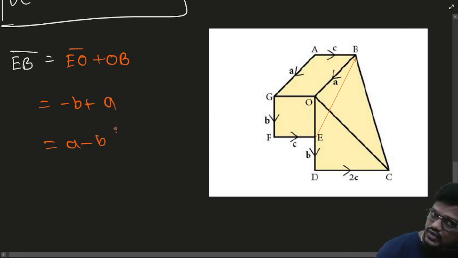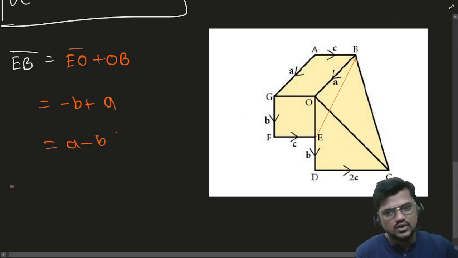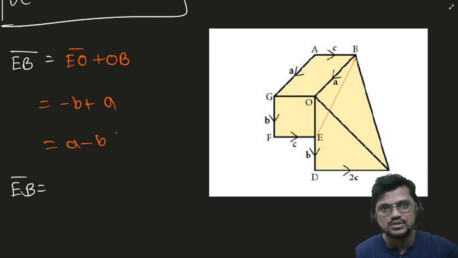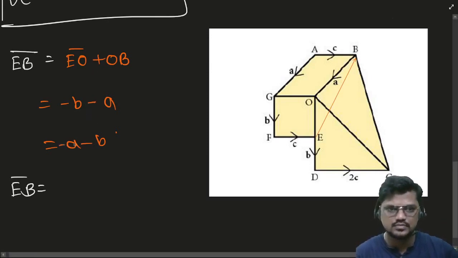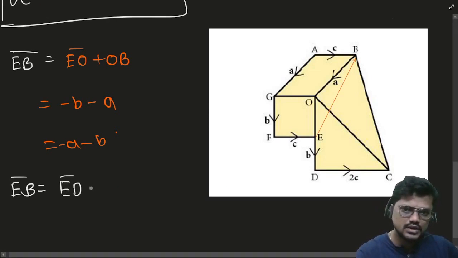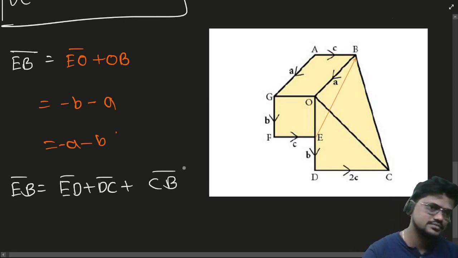Fine. We can also find, suppose if you don't have these values, we can also find your vector EB like this also. Your vector OB will be minus A, sorry, it will be minus A. Also, you can find your vector EB like this also. That is ED plus vector DC plus vector CB. This can also be done, because the final point is that only, no? You can do it this way also.